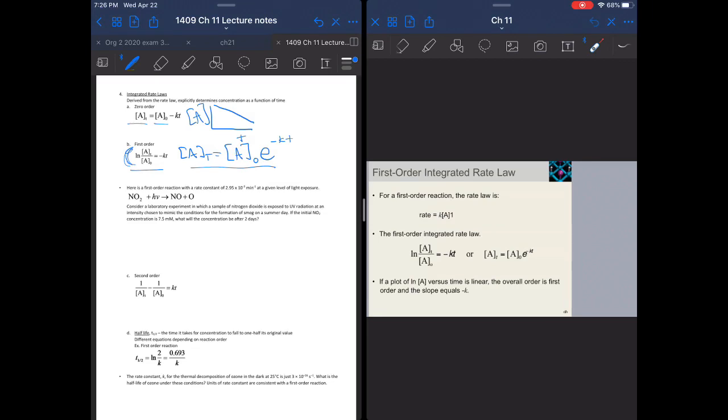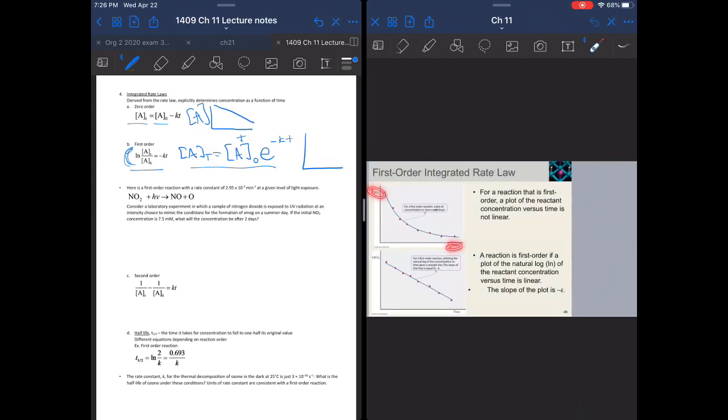Something to note here is what happens when we plot. Well, if we plot concentration versus time for a first order reaction, it's not going to be linear because as we have less reagent, the rate is going to get slower, and so the disappearance is also going to get slower, and it's going to look more curved. However, if we plot the natural log of concentration versus time, we do get a linear plot. So you're going to be able to take data and graph it, and based on where you have a linear plot, you're going to be able to tell what reaction order is appropriate, right? Zero order here, first order here.